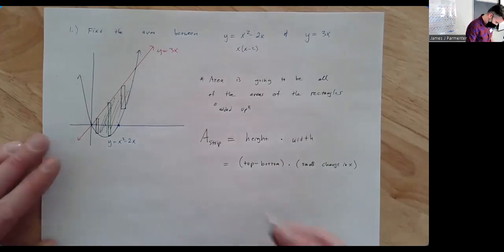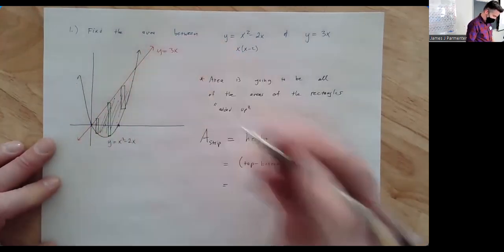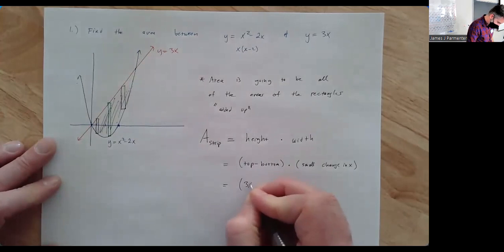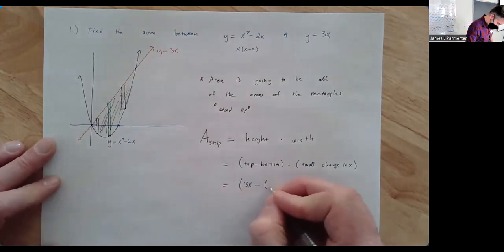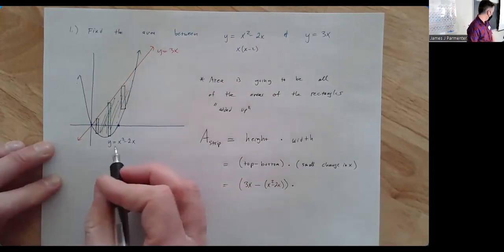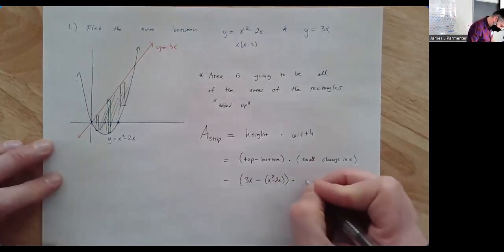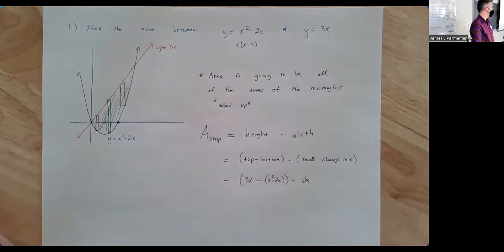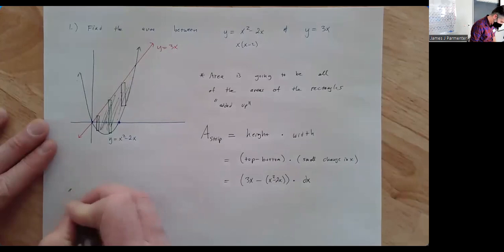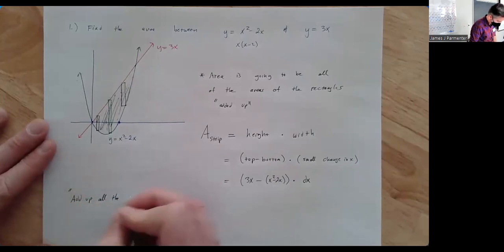In this particular case, the top function happens to be y equals 3x. The bottom function happens to be y equals x squared minus 2x. And the small change in x, I'm going to choose to write as dx. You can choose delta x if you prefer, same idea. But the idea is now that's the area of one strip. And I want to quote unquote add up all the areas of the strips. I'm just going to write strips. You know what I mean.